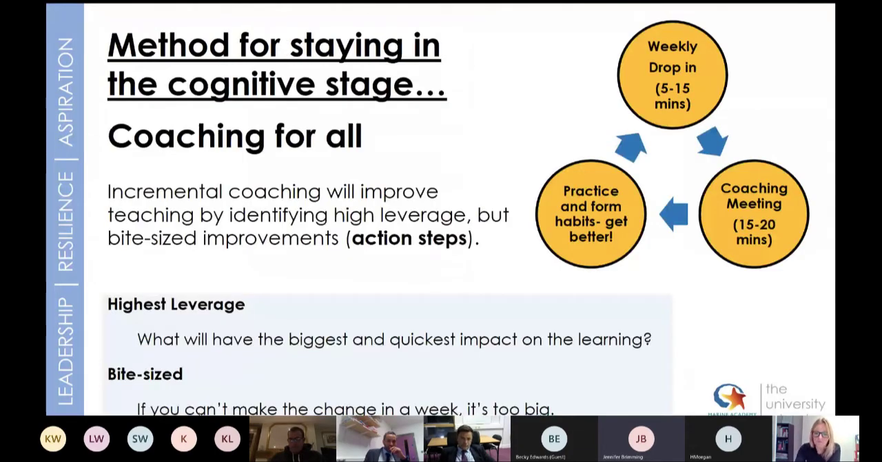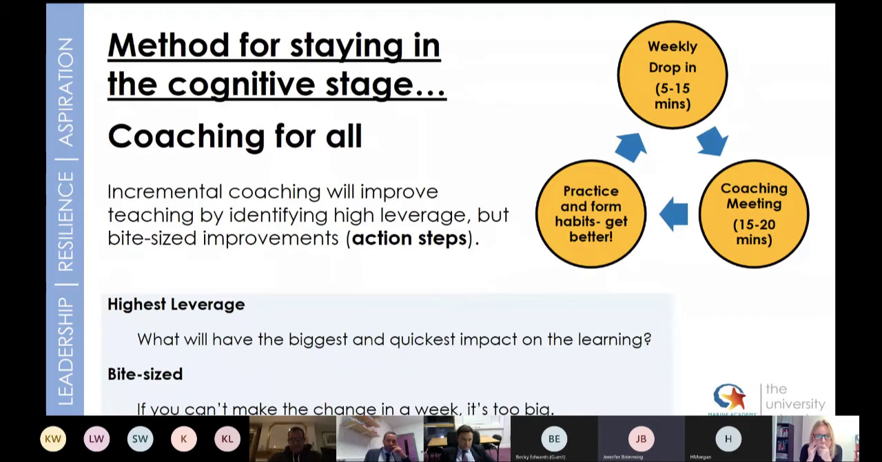I talk about coaching: we don't do DDIs, we follow an incremental coaching model. Each week, your coach would come in and drop in on you. 100% of teachers have a coach, including myself. Every member of staff who teaches has one, and it's really important to us that it's not something that's done to people. I want to get better just as much as everybody else does.